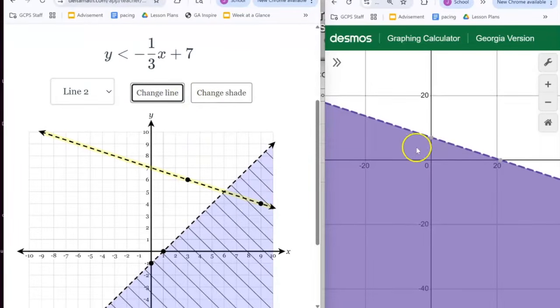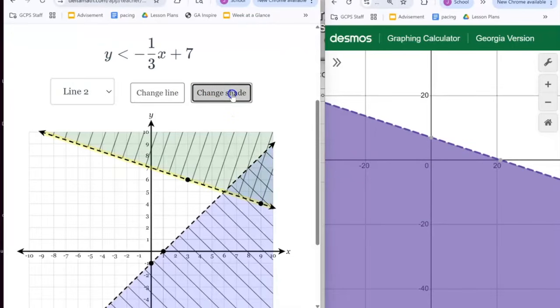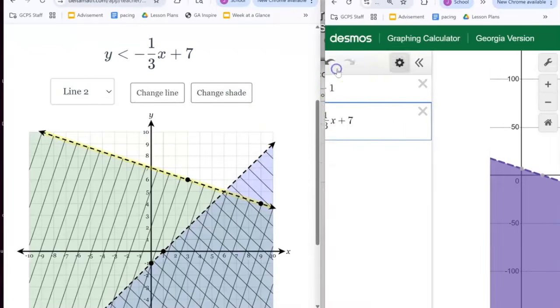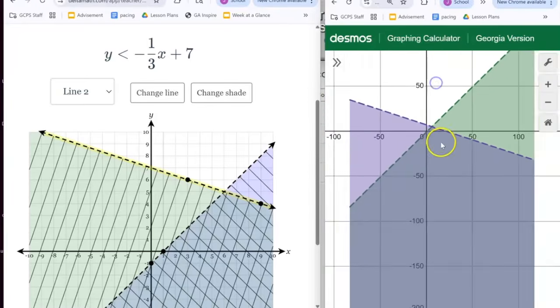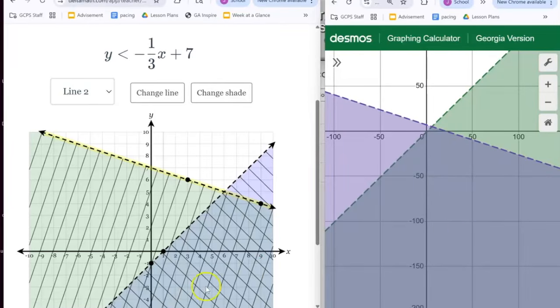Then we need to shade the bottom side. So not the top side, but the bottom side. So we're going to change the shade to the bottom. So when I put the second one back up, I should have my overlap color on the bottom. So you can see that my overlap color right here is the bottom.